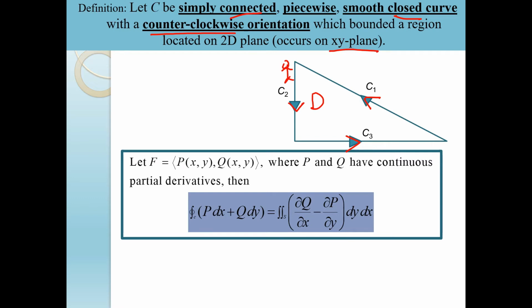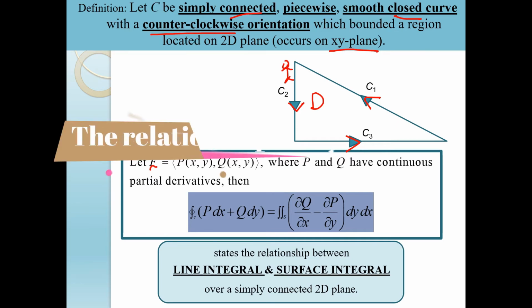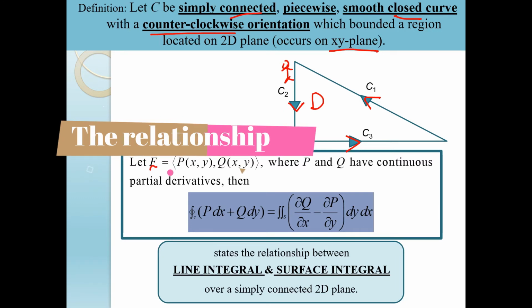we will have a vector f, P(x,y) i plus Q(x,y) j, and Green's theorem defines that the line integral of P dx plus Q dy is equal to the double integral of (del Q over del x minus del P over del y) dy dx. So we can say that Green's theorem states the relationship between the line integral and the surface integral over a simply connected two-dimension plane. The single integration here is based on the line integral, and this double integral applies the surface integral.